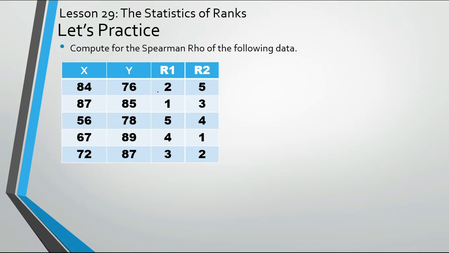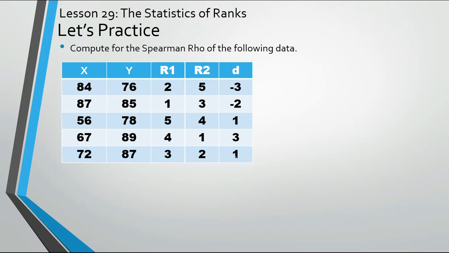So, then again, una ay 89, siya ang pinakamataas. So, meron siyang rank 1. 87, rank 2. 85 rank 3, 78 pang-apat, then pang-lima ay 76. Next. Ano ang next? Of course, we compute for the difference of the two. So, difference itong dalawang to as D. Ayan, 2 minus 5, negative 3, 1 minus 3, negative 2, 5 minus 4 is 1, 4 minus 1 is 3, 3 minus 2 is 1.